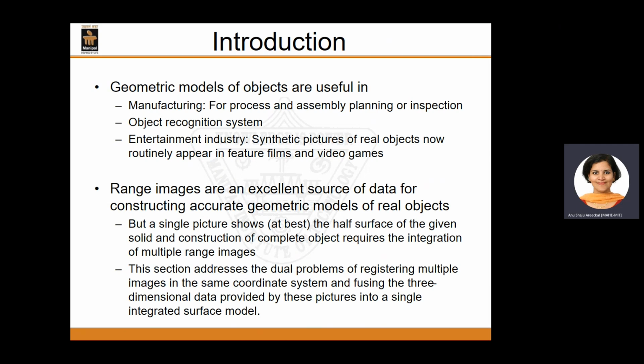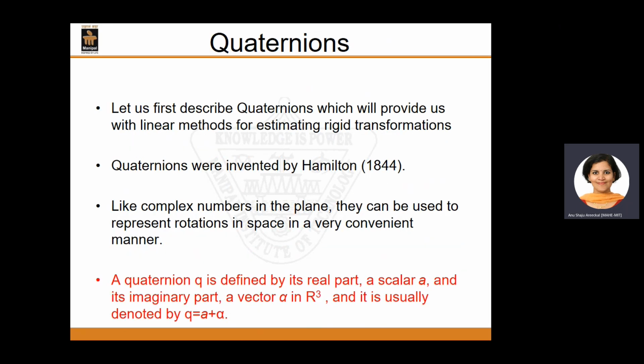So why do we need to register these range images? As I said, it has different applications in the manufacturing as well as entertainment industry. It can be used for tracking, and for animation movies or video games and so on. For all of this, range images play a very important role, and it is important to register the range images with other kinds of data. So what we will be seeing here is how image registration can be done. But before that, we have to get familiarized with a concept known as quaternions.